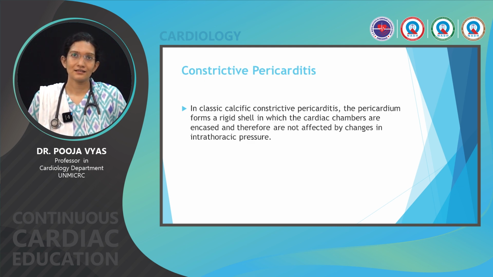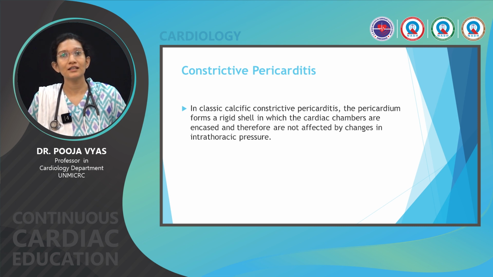The next most common disease after pericardial effusion is constrictive pericarditis. In classic calcific constrictive pericarditis, the pericardium forms a rigid shell in which the cardiac chambers are encased, and therefore they will not be affected by any change in the intrathoracic pressure. We will go into the pathophysiology of the disease also.